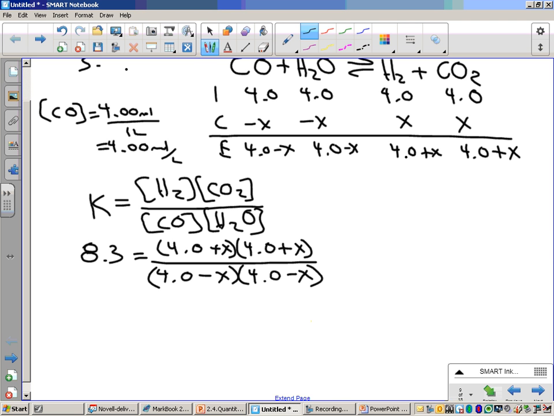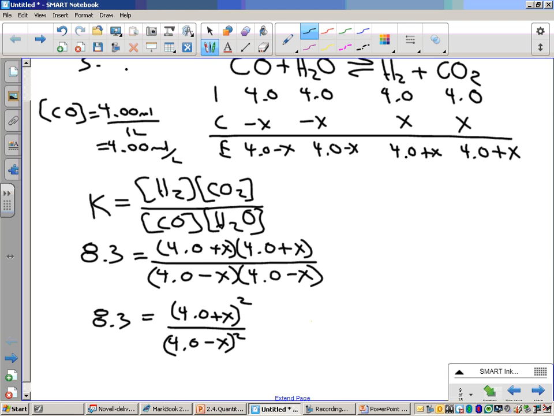And once we solve for X, we can then put it back in and we can then do everything. Now, looking at this, you might think, uh-oh, we're going to have to FOIL it all out here. We're going to have X's and X squareds and all kinds of ugly stuff. But this particular question falls under my category of perfect squares. You'll find that we can put these two together, 4.0 plus X squared, because they're the same. And I can do the same on the bottom, 4.0 minus X squared, and that is equal to 8.3.